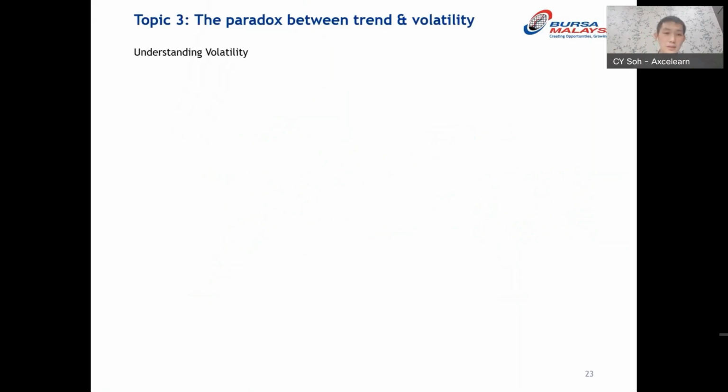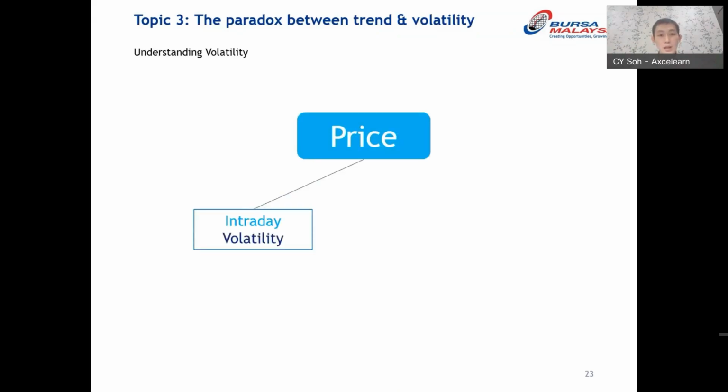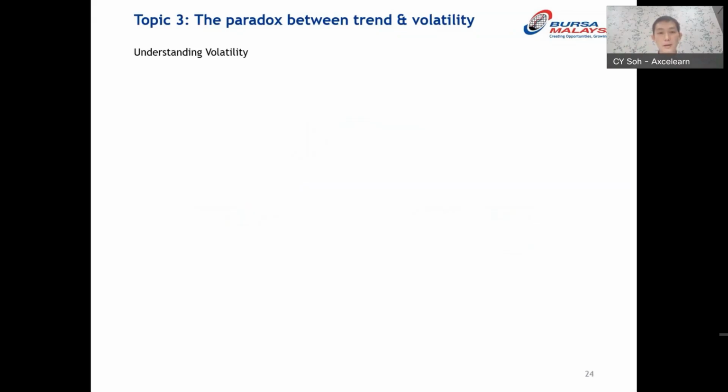Now, another concept that you need to learn. We learn the separate concepts first, and later on I will give you a quick example to put all of those pieces together. Now that you already know the 3 main directions, you also need to understand what volatility is. Generally, when we mention volatility, there are 2 types: your intraday volatility as well as your overnight volatility.